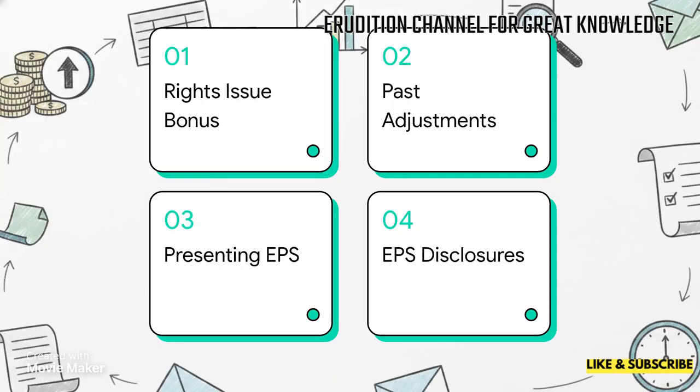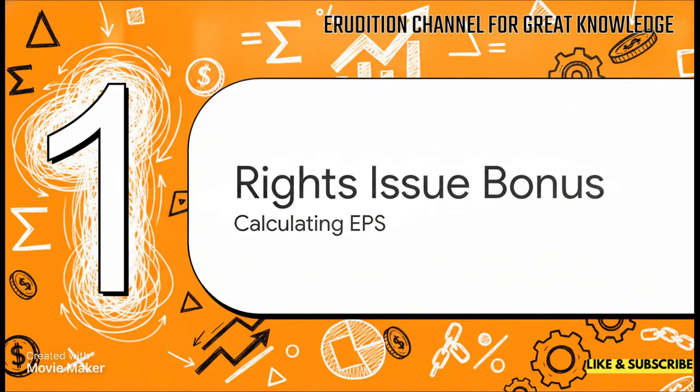Here's our roadmap for today. We've got 4 main pillars to cover: the rights issue bonus, retrospective adjustments, presenting earnings per share, and finally, crucial EPS disclosures. Let's get right into it. Starting with Pillar 1, the rights issue bonus.